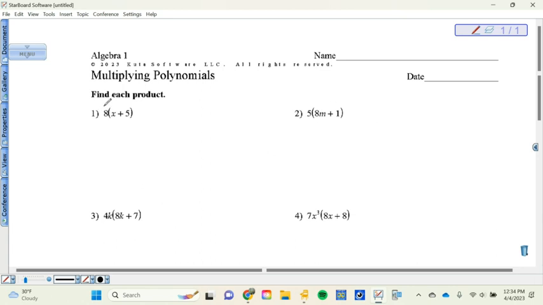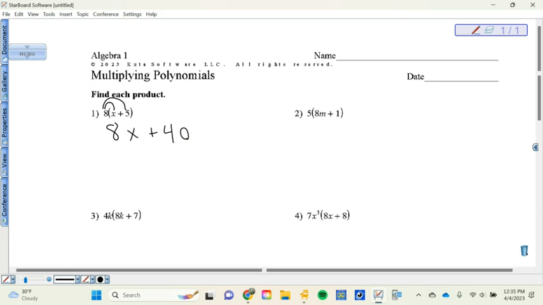Distribute. So I take that 8, and do I just multiply it by x? Do I just multiply it by 5? Do I multiply it by both? Yes. So what's 8 times x? Yeah. There you go. And somebody else tell me? Plus 40. That's it. That's all you're doing on that side, okay?